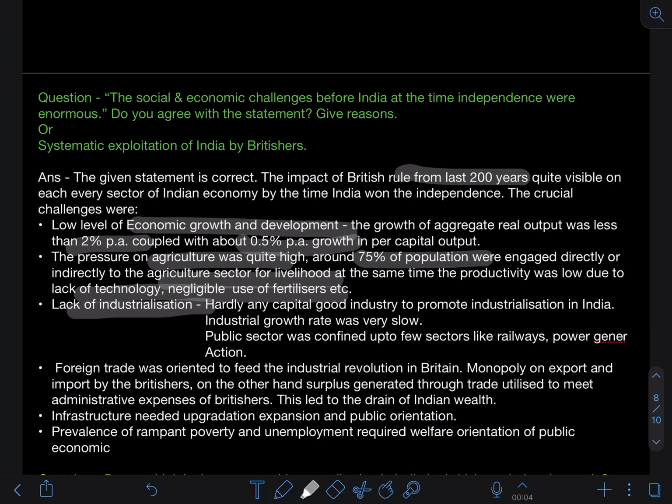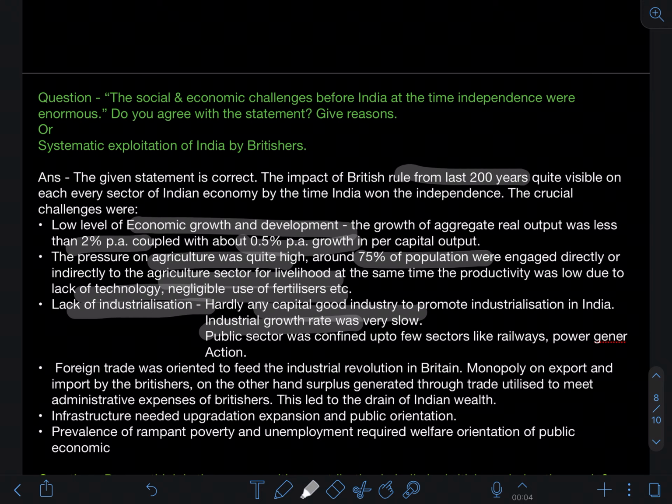As we know, hardly any capital good industry prevailed at the time of the Britishers. We were just supplying the raw material to the Britishers. They were taking our products and natural resources to Britain and producing products over here. So that basically supplemented the industrial revolution in Britain rather than in India, right? So this is what you need to mention: there is hardly any capital good industry in India. The industrial growth was very low.